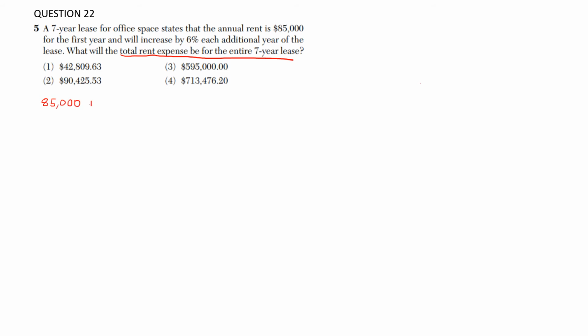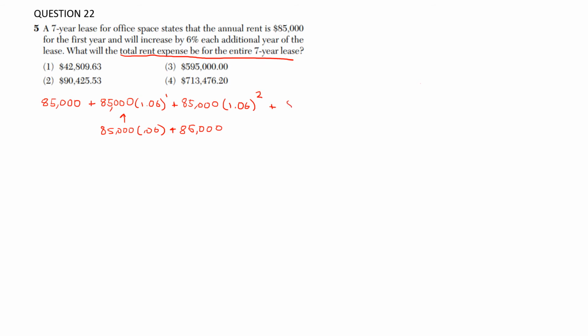For the second year, we're going to have 85,000 times 1.06. This is equivalent to multiplying 85,000 by the increase 0.06 plus the original amount, and this to the first power. Then we can continue that pattern where we have 85,000, and in the second year it would be 1.06 squared, and this is the third year.